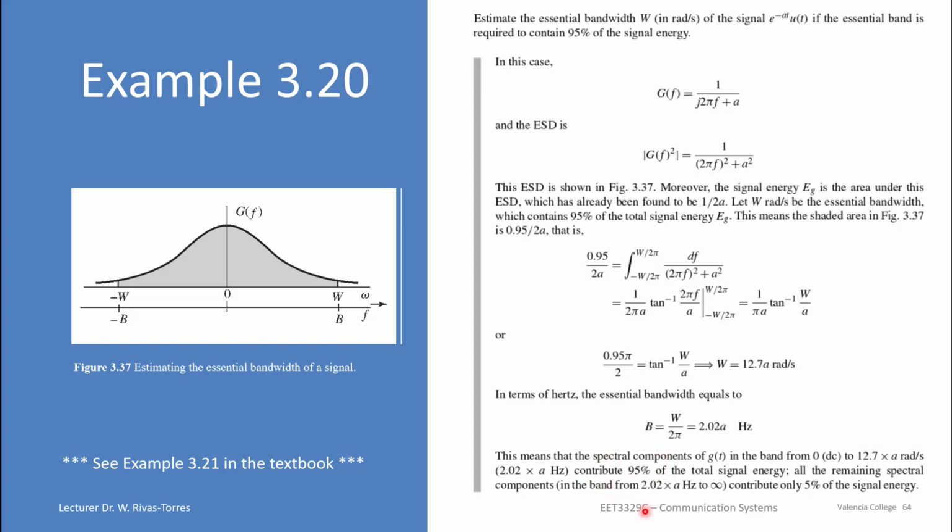So if we could design that brick wall filter, I would design it to have a bandwidth of 2.02a, and I would capture 95% of the energy in the signal. That's another way of looking at it.